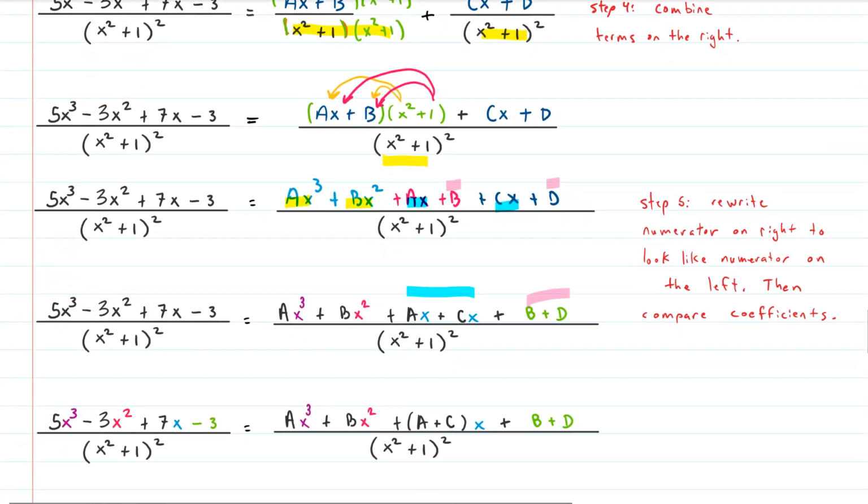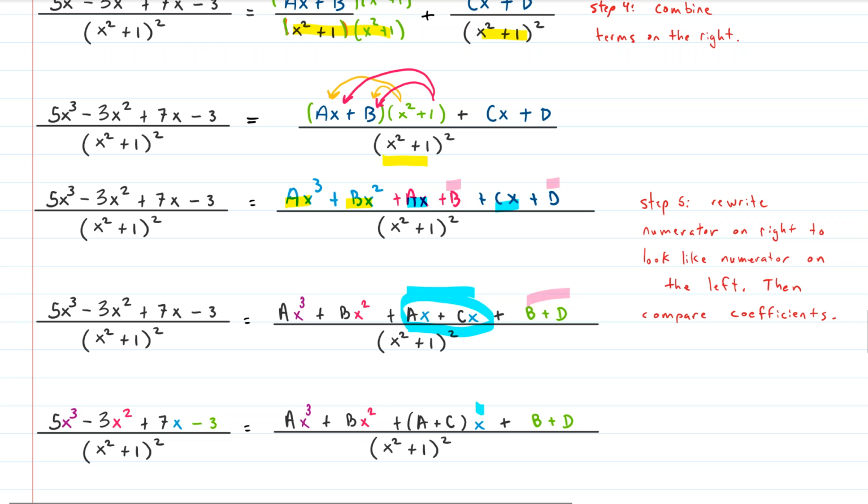And why do we do that? Well, we want to compare coefficients. That's the whole point. You might be wondering, why are we doing all of this? It's to compare coefficients. For the x terms, we notice we have an x in both of these. Let's pull that x out, and we'll put it in behind here, but we have an a plus c out front.